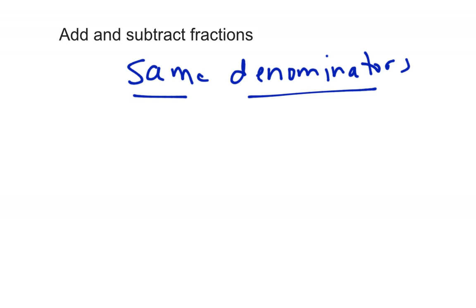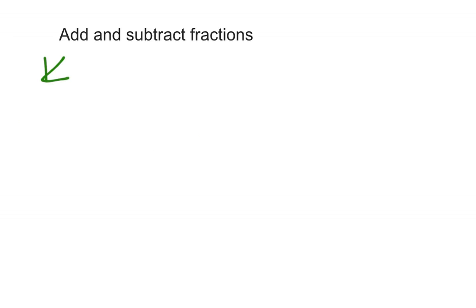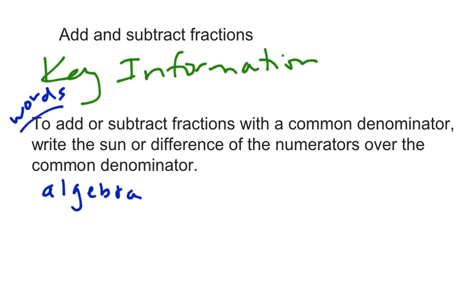So already you have your prior knowledge. You've written down your prior knowledge of adding and subtracting fractions, whatever you already know. Now we're going to get some key information. All right, so we have the key information for adding and subtracting fractions. So I want you to write down the words, which are: to add and subtract fractions with a common denominator.